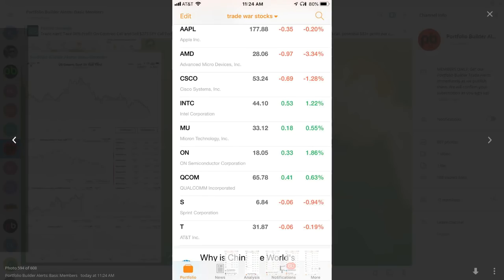Here's a list of stocks that I've identified as trade war stocks, mostly chip processing companies, but also hardware related to telecommunications, phone companies, Apple, and also the service providers AT&T and Sprint. Something we want to keep a close eye on.